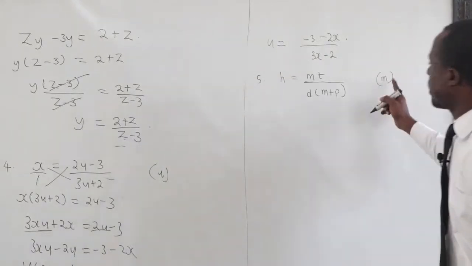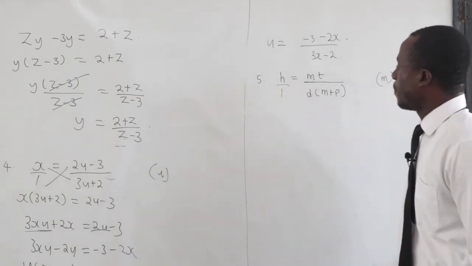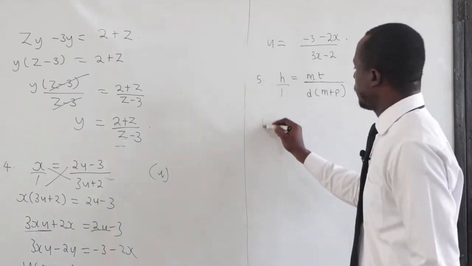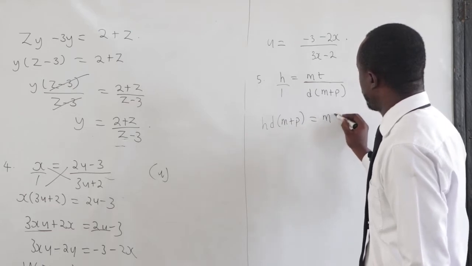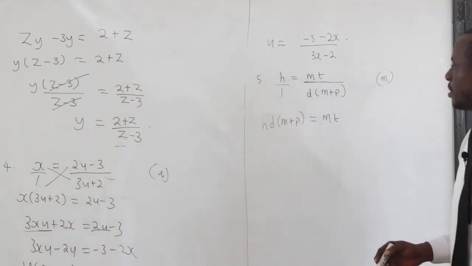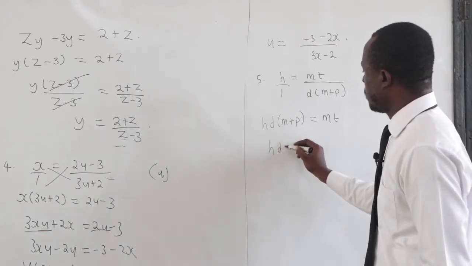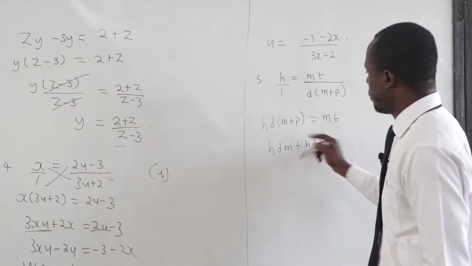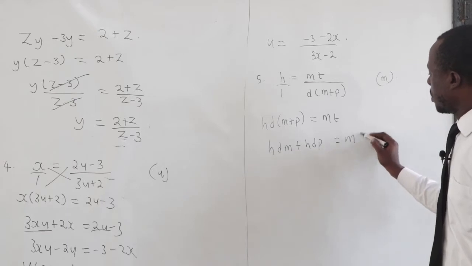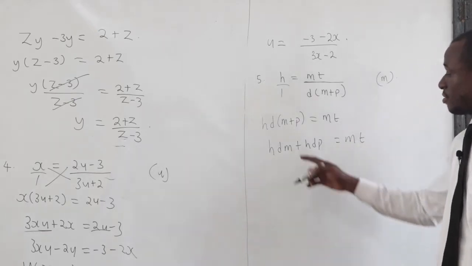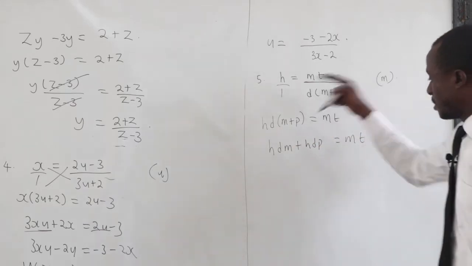Now in this case, we want to make M the subject. Now this is a past question. The H can be considered as H over 1. We can cross multiply. So you have HD(M plus P) equal to MT. When we cross multiply, you can see that HD times M, so you have HDM plus HDP, HD times M, HD times P, of this equal to MT. You want to make M the subject. So we can decide to bring this one to this side or take this to that side. Now let's take it to this side.